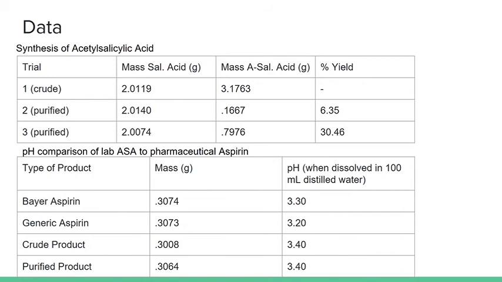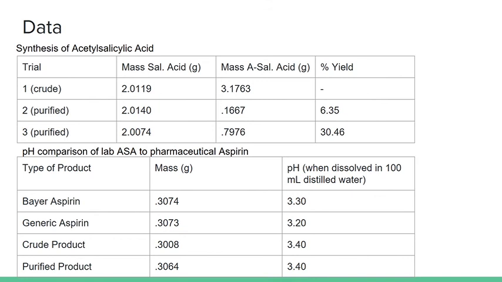For the second trial, we did purify the product, and we used 2.0140 grams of salicylic acid, which resulted in 0.1667 grams of acetylsalicylic acid, producing a 6.35% yield. Nowhere near ideal. As I stated before, we had problems with the ethanol to water ratio, which produced small crystals, and a lot of them filtered out in the vacuum filter. And then in trial 3, we had a better yield. However, it was also not ideal, as it was a 30.46% yield.